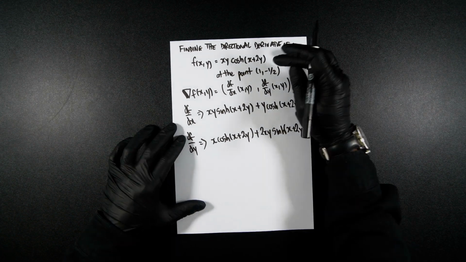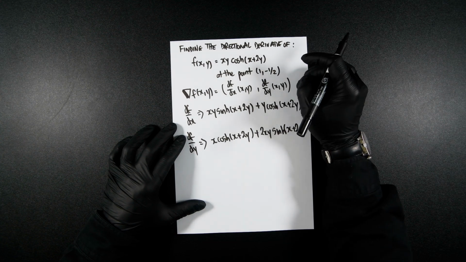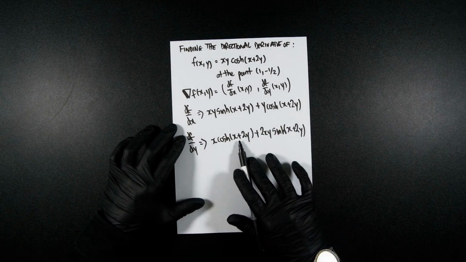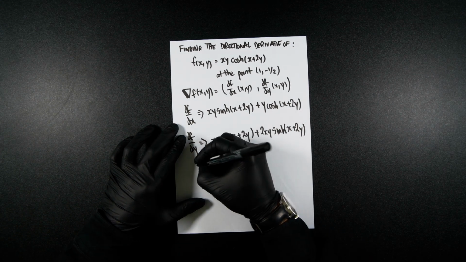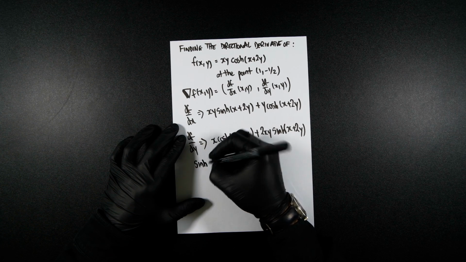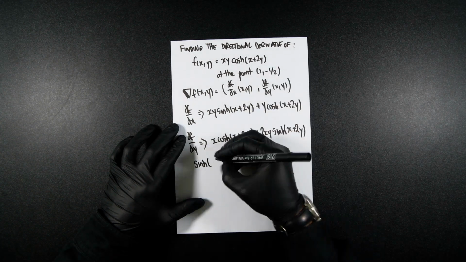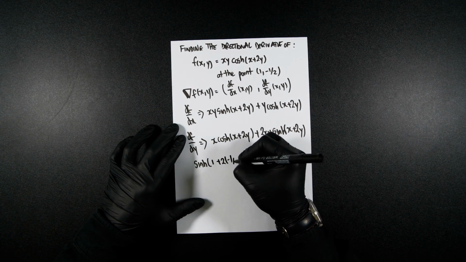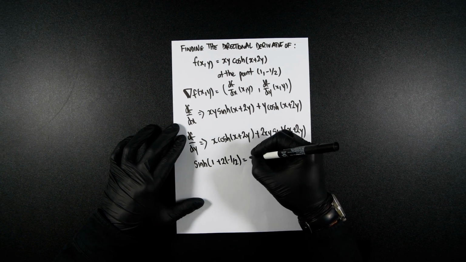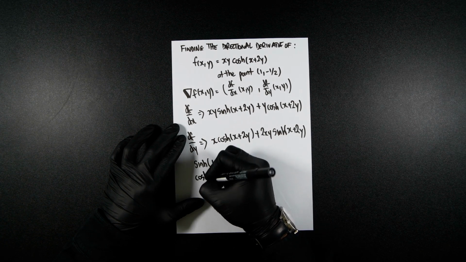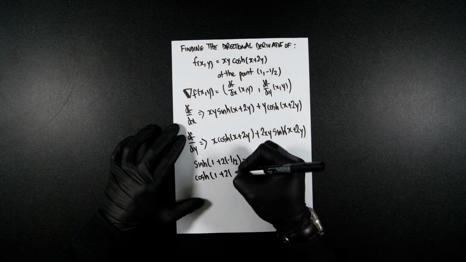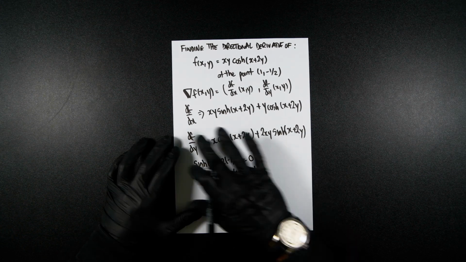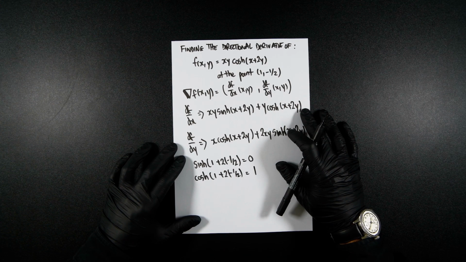And then we would need to plug in the values of 1 and minus a half. However, we've got these pretty consistent sinh(x+2y) and cos(x+2y). So why don't we do sinh and plug in 1 and minus a half. So it's going to be 1 plus 2 times minus a half, which is going to equal 0. And then we have cos of 1 plus 2 times minus a half, which equals 1. So that helps clear up a lot of this.